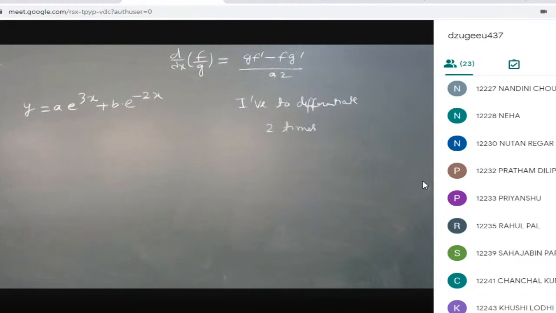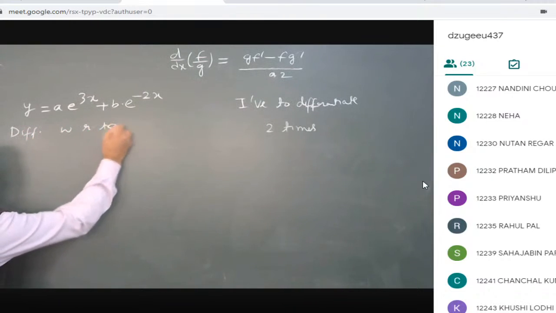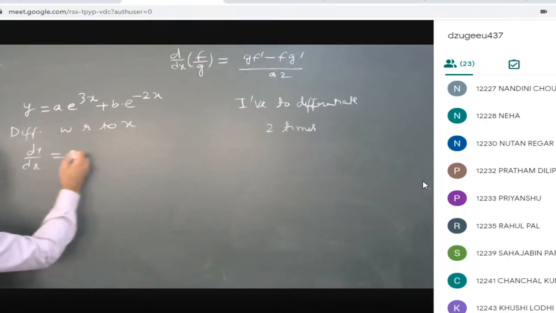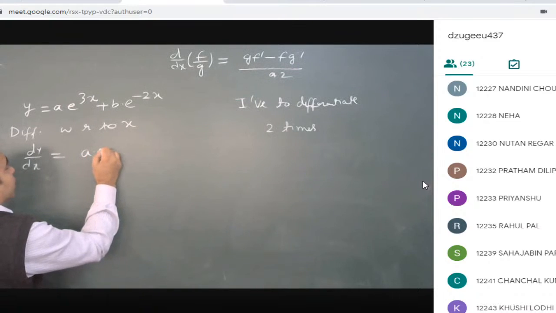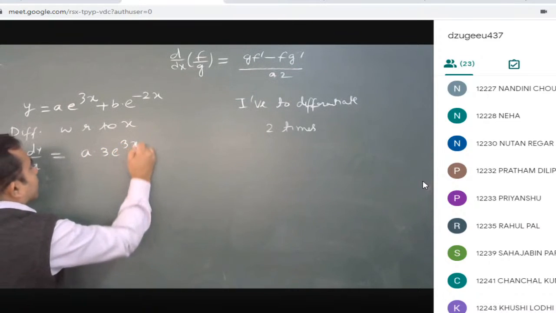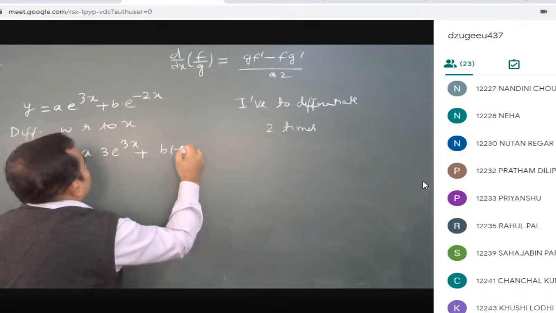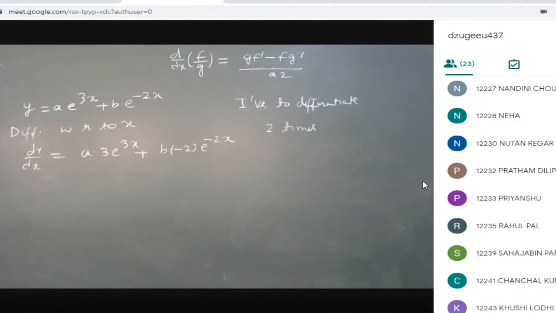Differentiate two times, so first let us do it once. Let us begin, differentiating with respect to x. So if I differentiate with respect to x, this will become dy upon dx equal to a as it is, e raised to power 3x differentiation will be 3 e to power 3x, and this will be b as it is into minus 2 e raised to power minus 2x. This is one time differentiation.